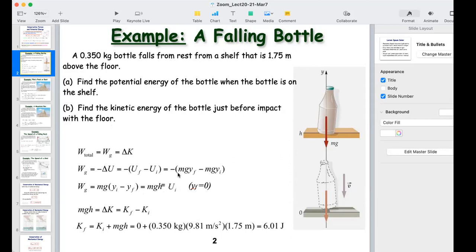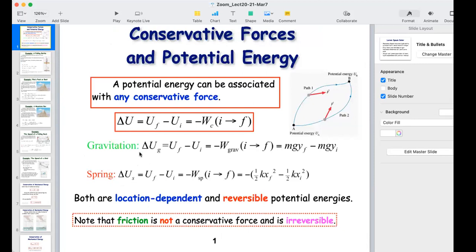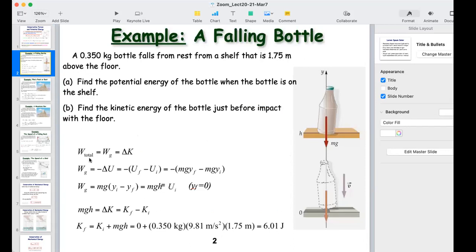Here I am making a lot of calculation from the work energy theorem, but in reality you could have just written delta U, you know which one it is, and found that it was mgy. So in this case, mgh would have been fine too, without making all these extra steps.